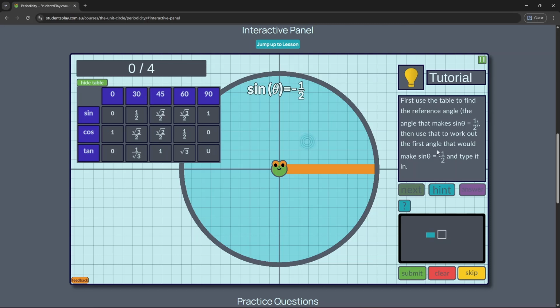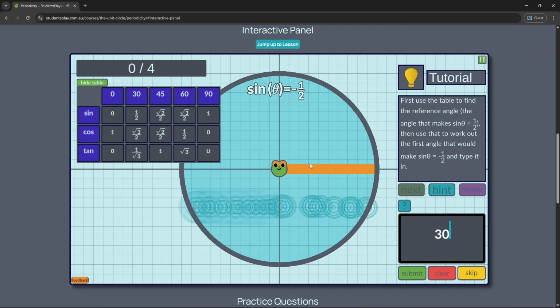Right. So to get sine theta equal 1 over 2, that needs to be 30. Now, I think it doesn't actually want us to enter that as the answer, because now we just have to use the 30 to get the first angle that would make sine theta equal negative 1 over 2. Sine's the vertical, and then negative would be down here, and then negative 1 over 2 would be around here somewhere, right? So we're looking for something like this.